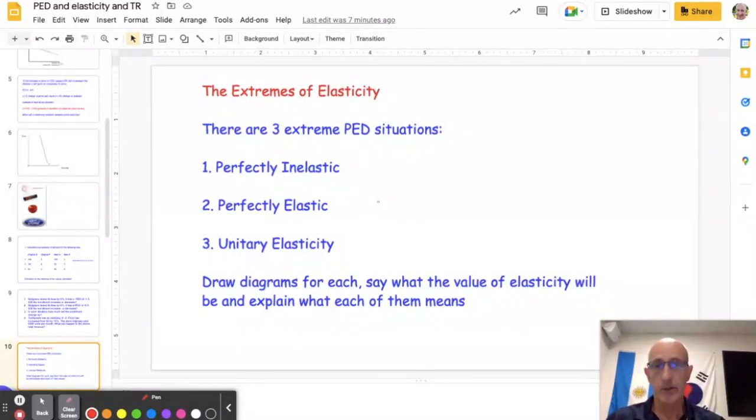And then unitary elasticity is unique in its own right. That's a situation where the PED is equal to 1 all the way down the length of the demand curve. It's quite an important elasticity because it has implications for total revenue. Total revenue is maximised, for example, when PED is equal to 1.